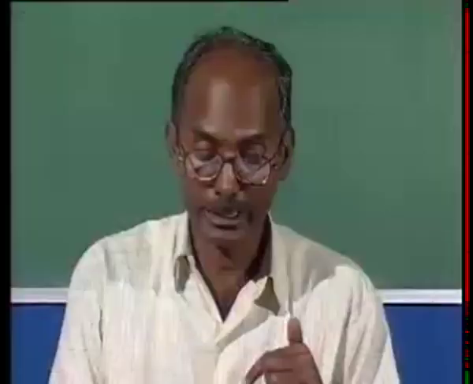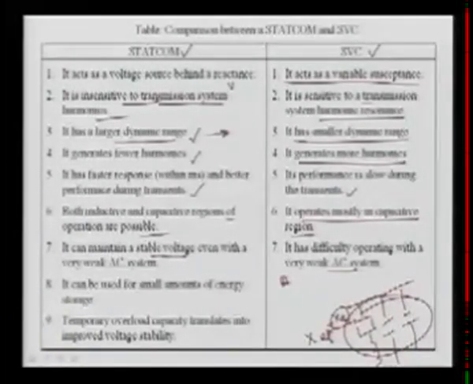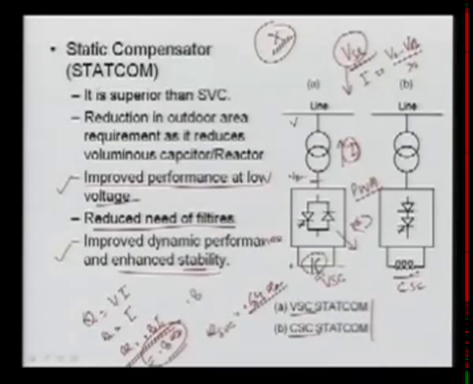As I said, for reactive power generation Q, once the voltage keeps going down, then reactive power generation also reduces, but at that time we need more. Here that reduction is less, so it is better; it can maintain the voltage stably even with a very weak AC system. STATCOM can be used as a small energy storage device. As I said, we can use the STATCOM for storing some energy because we are using capacitors here. This capacitor or these inductors can store energy for a little amount. No doubt this is not a huge amount.